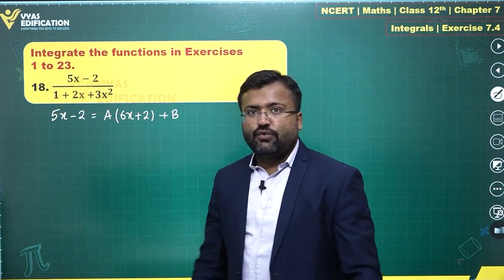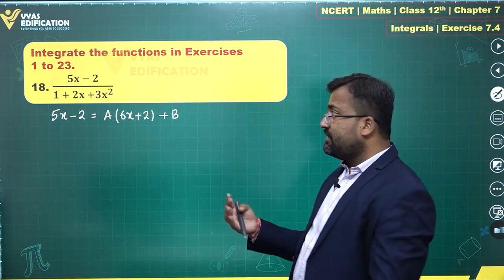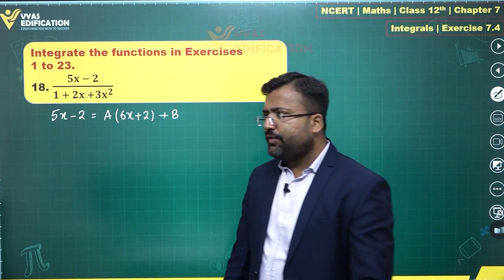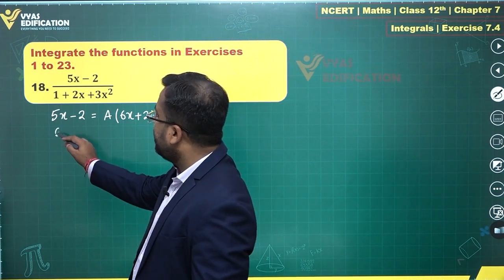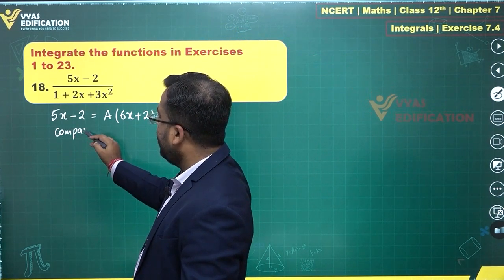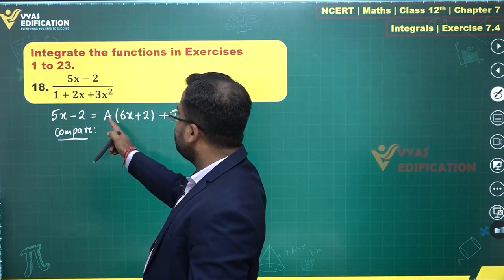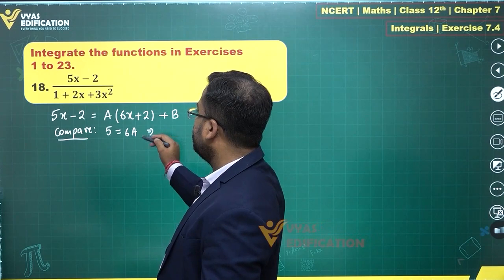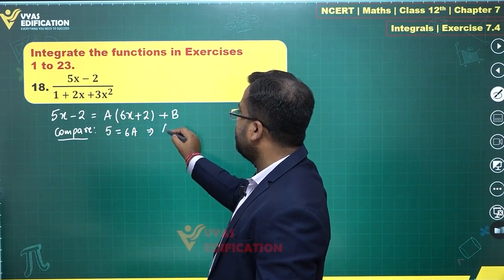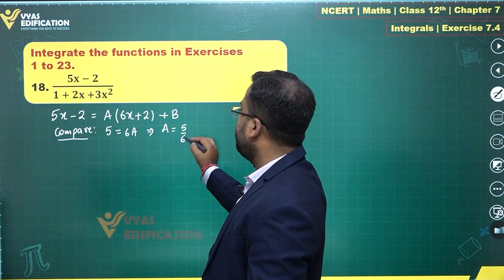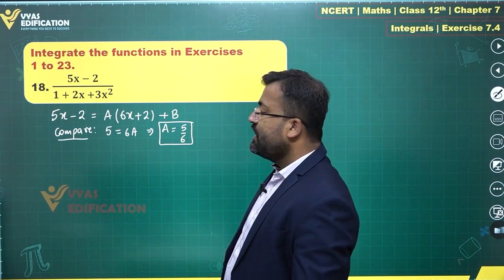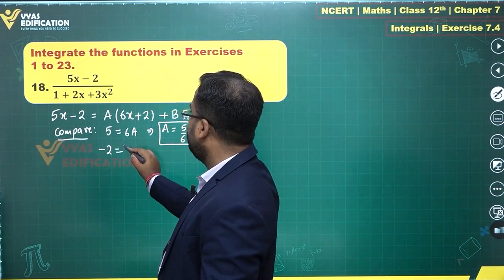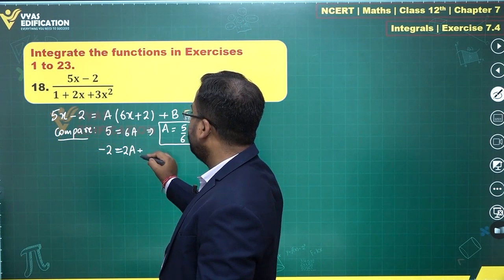And since this is true for all values of x, one of the ideas is you can substitute some values of x to form two equations to get a and b, or we can simply compare the coefficients of x and the constant term. From the coefficient of x, 6a is equal to 5, so that gives me a is equal to 5 by 6. That's the first thing. What next? Constant term: minus 2 is equal to 2a plus b.